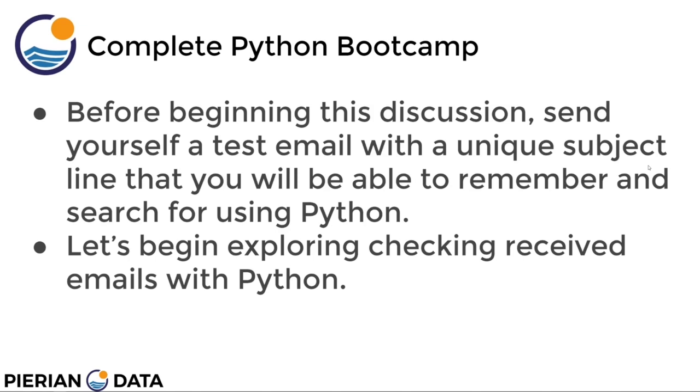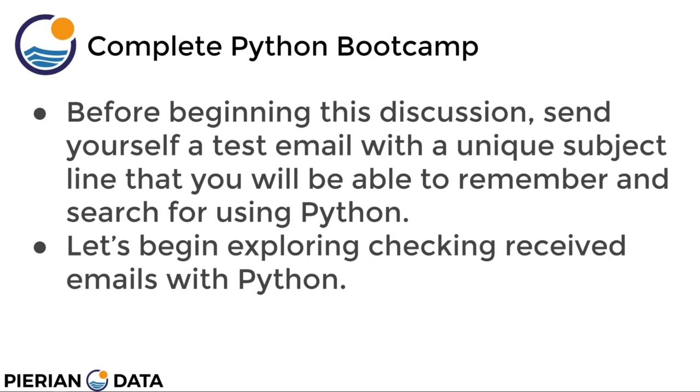Now before beginning this discussion, what I would like you to do is go ahead and send yourself a test email with a very unique subject line that doesn't actually correspond to any other email in your inbox. So just basically choose a random color, maybe a random animal or something very unique that you know would only be returned by this particular email. Because what we're going to do is use this as a test email in order to retrieve it with Python. So we want to make sure this works, so don't send yourself just a generic email, otherwise we'll probably grab too many. So let's begin exploring checking received emails with Python.